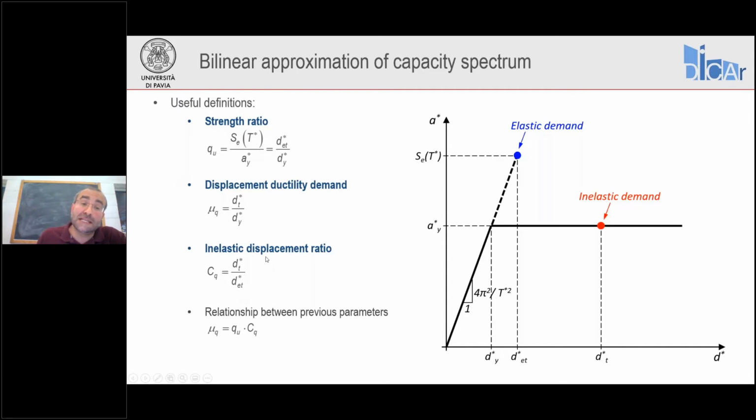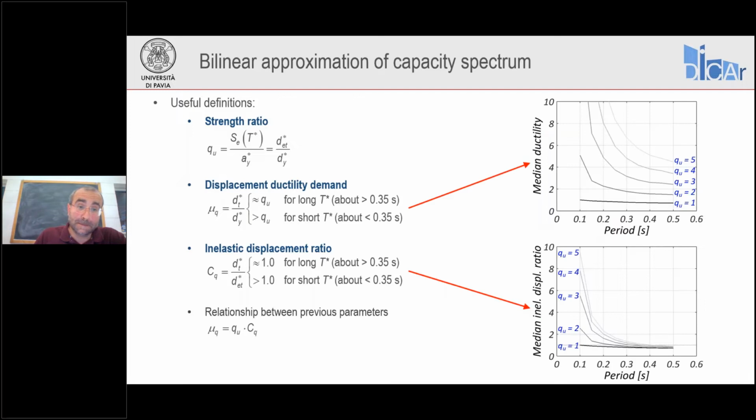Then we can define also our inelastic displacement ratio. This is the ratio between the inelastic displacement demand and the elastic demand, the ratio of D star T over D star ET. These three parameters, Q sub U, mu sub Q, and C sub Q, are related to each other by this equation here at the bottom. You can easily see this if you just substitute these definitions within the equation of mu sub Q, and you can find this relationship here.